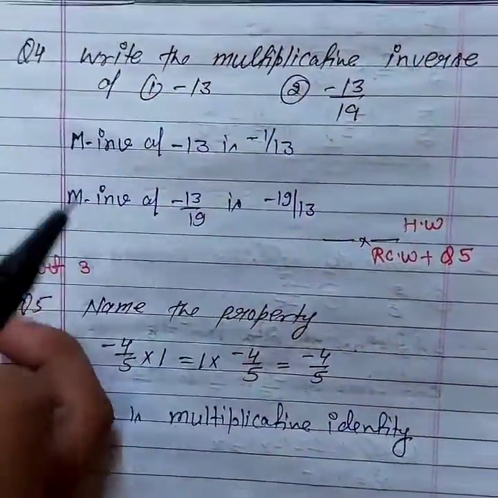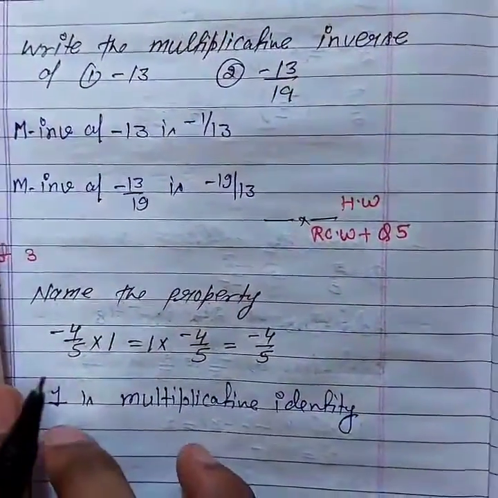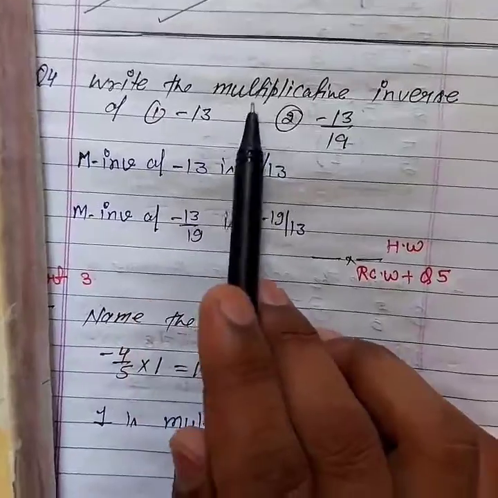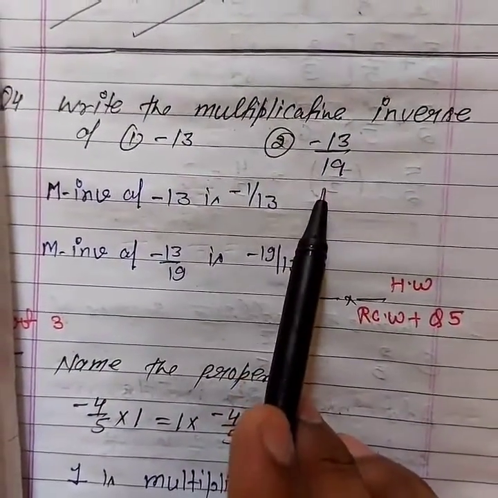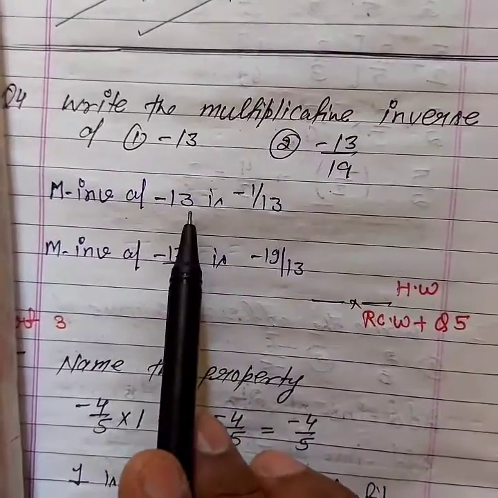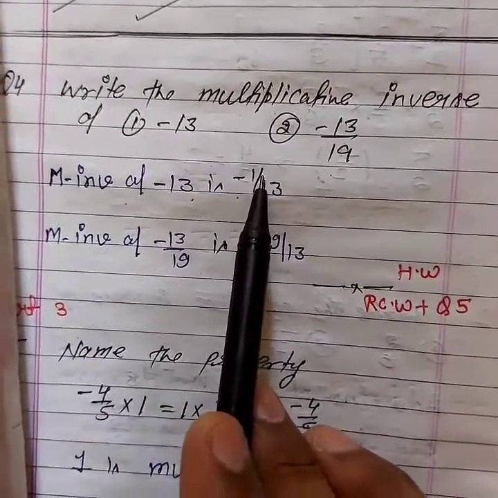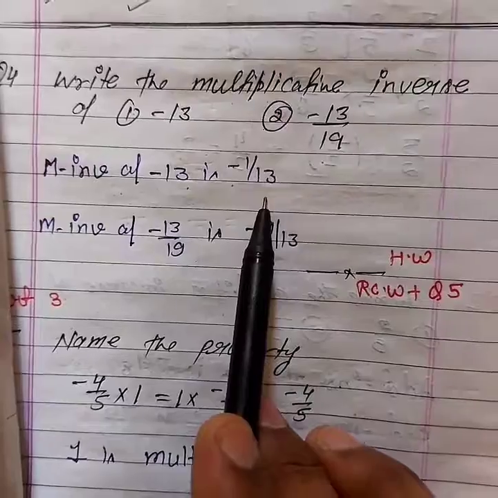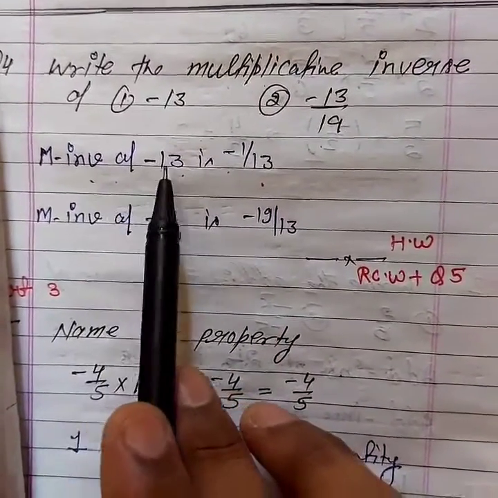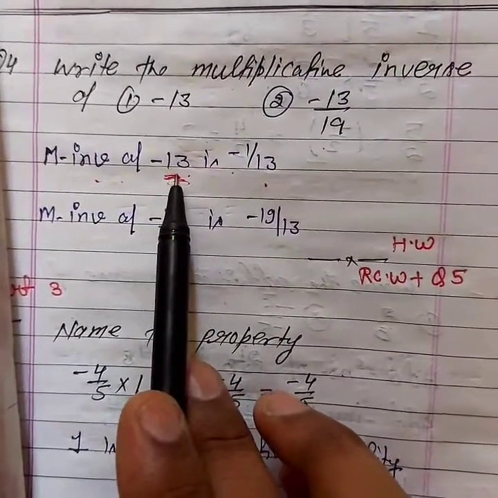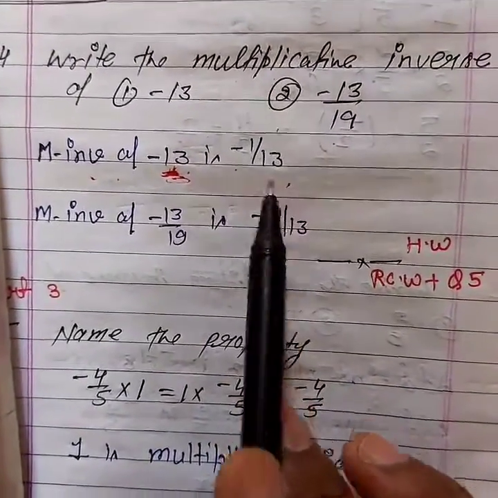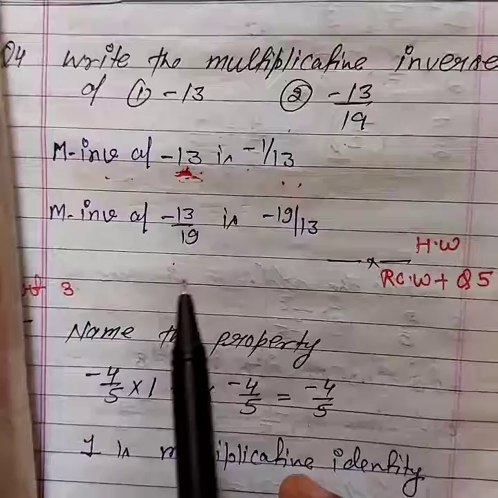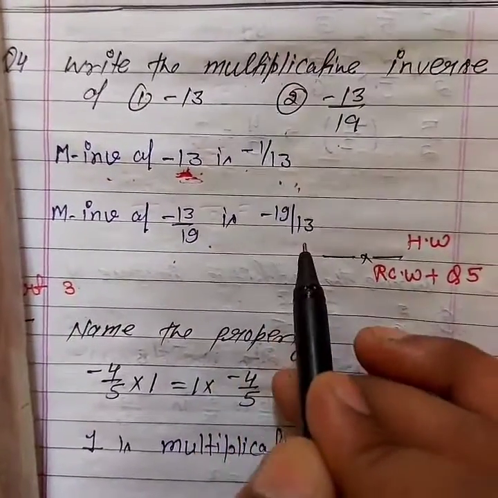Now question number 4. Write the multiplicative inverse of −13 and −13/19. The multiplicative inverse of −13 is −1/13. When we find the multiplicative inverse, it will be the reciprocal of the number. So −13 becomes −1/13, and −13/19 becomes −19/13.